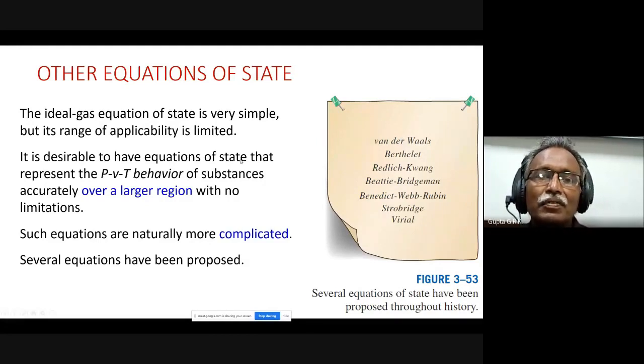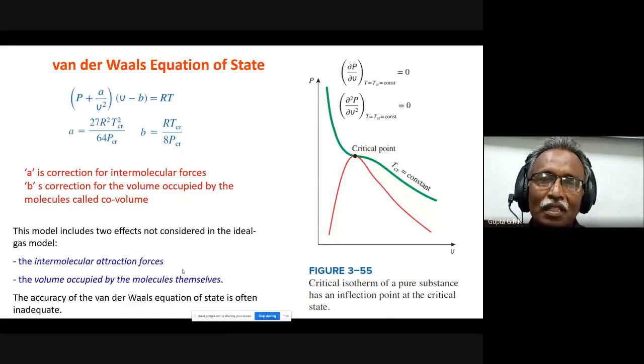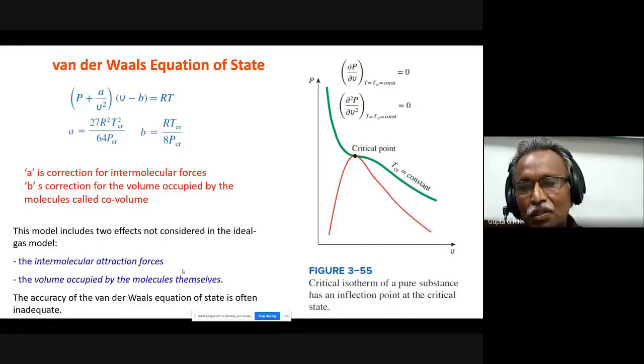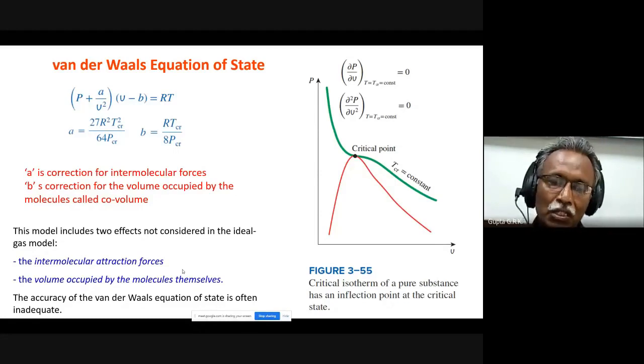So the ideal gas equation of state is very simple, but its range of applicability is limited. It is desirable to have equations of state that represent the PVT behavior of substances accurately over a larger region with no limitations. The larger the range of application, the better the equation. Such equations are naturally more complicated. Several equations have been proposed. One very popular one, usually we limit our subject, thermodynamics, even advanced thermodynamics, up to the Van der Waals equation of state. The other equations of state we use if we do research.